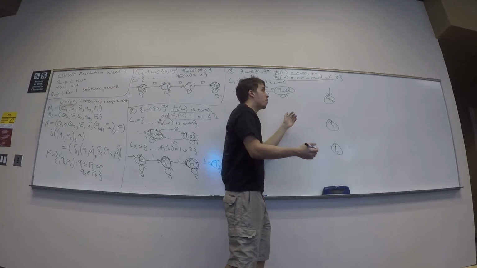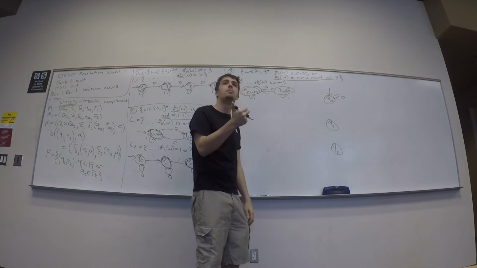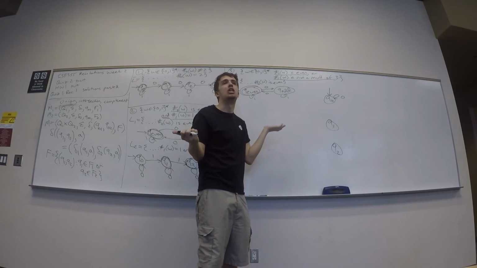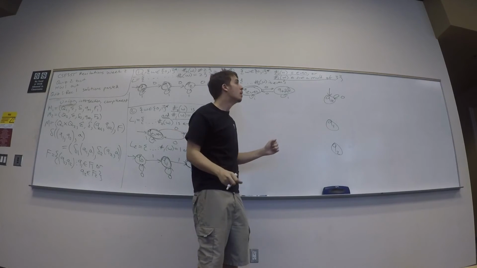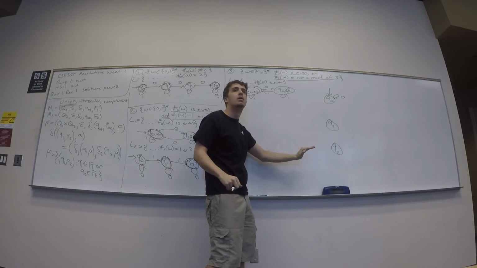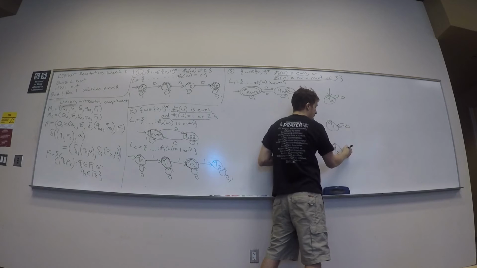It's going to self-loop. And why is that? Because if I've seen a multiple of 3 number of ones, seeing another 0 is not going to change that fact, right? What do you think these two states are then going to do on input 0? Same thing, because it doesn't change the number of ones that I've seen.